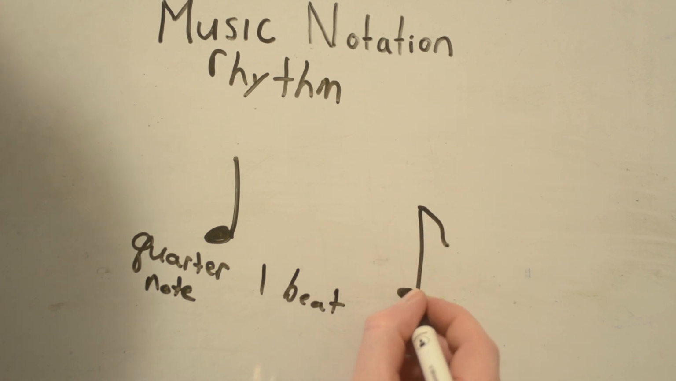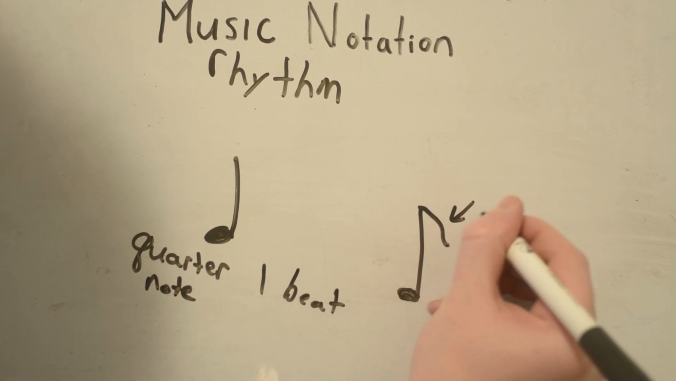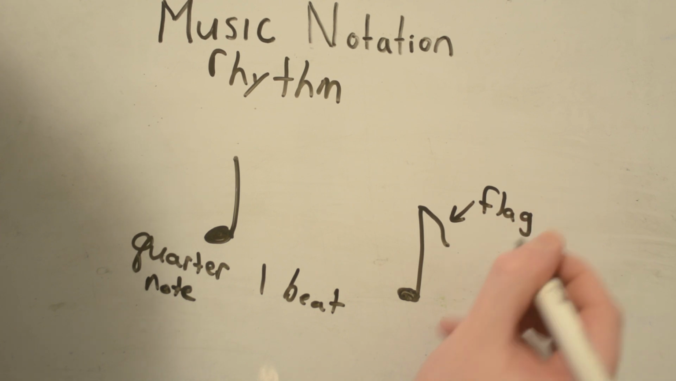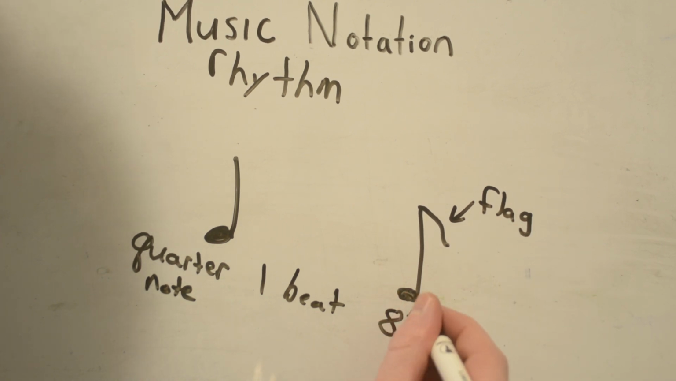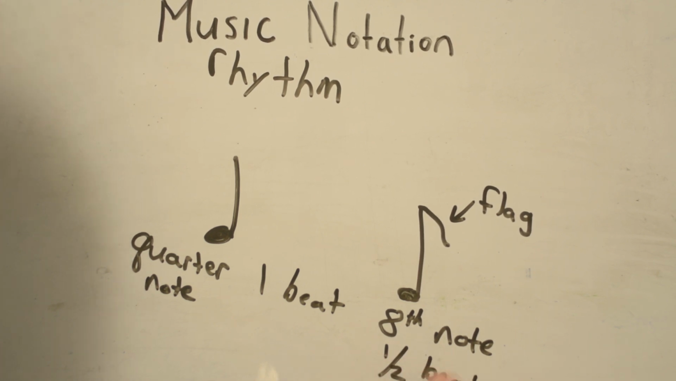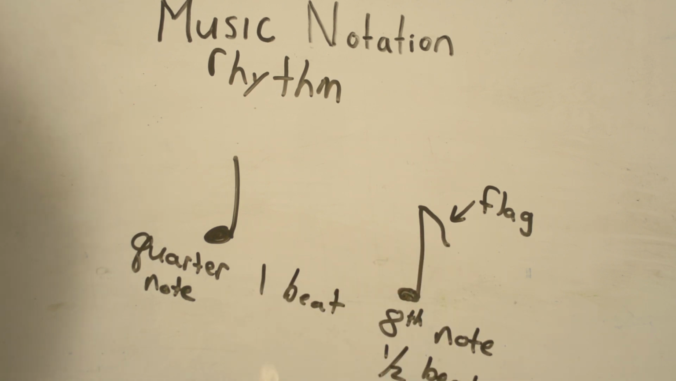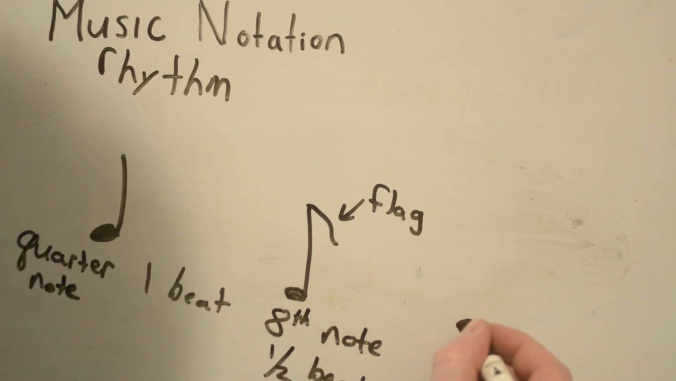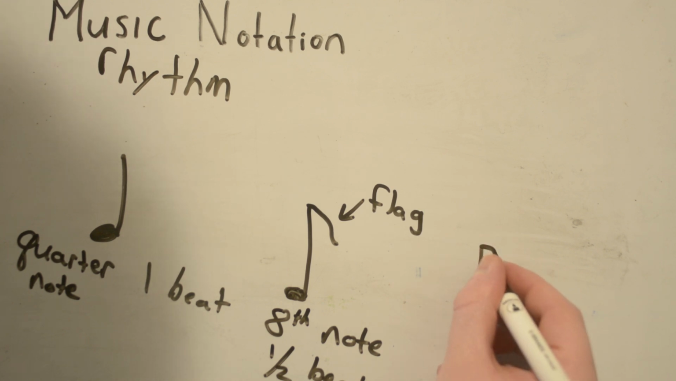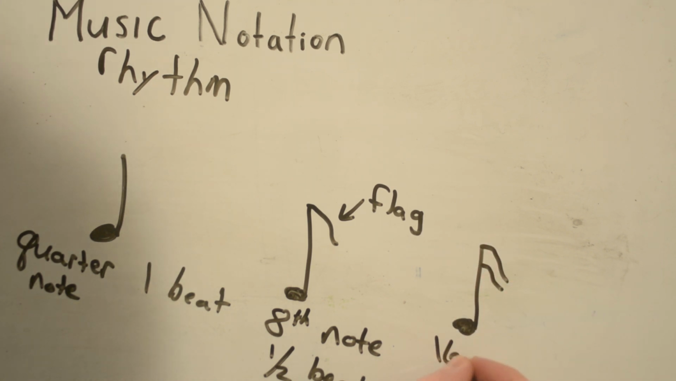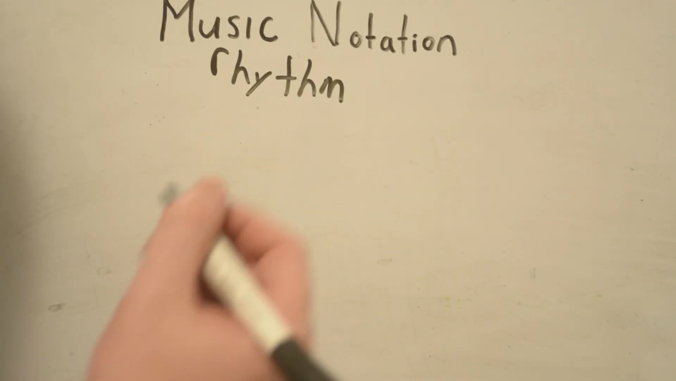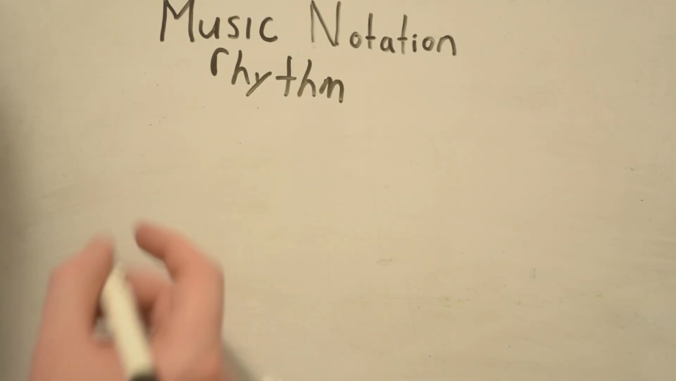This, a note with a head, a stem, and a flag, is an eighth note, and it gets half a beat. In other words, half of a quarter note is an eighth note, and so on from there with a sixteenth note, which has 2 flags. Using these basic elements, you can create a lot of different rhythms.